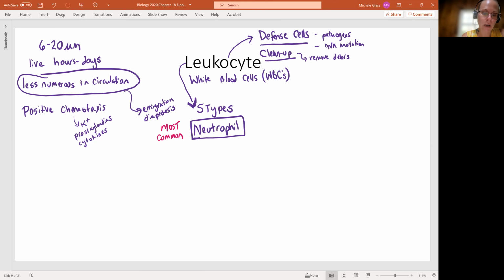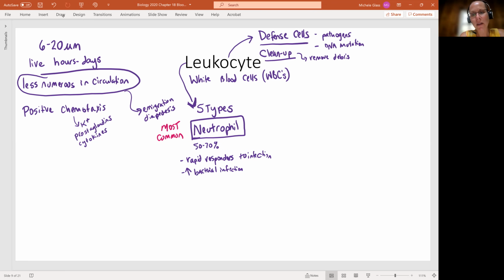When we say most common, this is like 50 to 70% of our white blood cells are going to be neutrophils. These are going to be rapid responders to infection. We see these numbers really elevated when you have a bacterial infection. So they super love to eat up those bacteria.